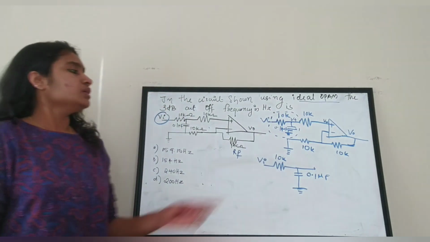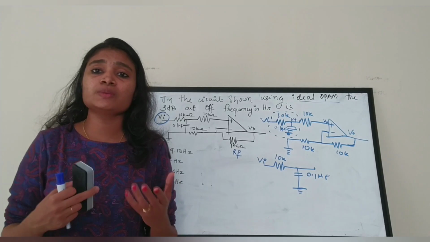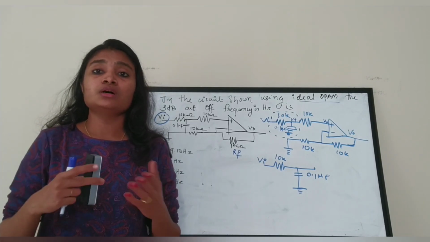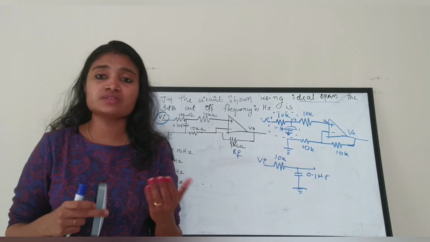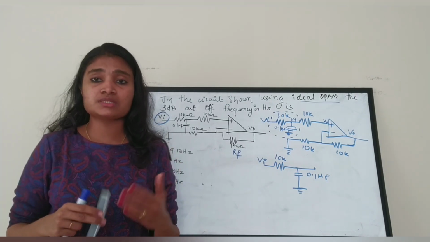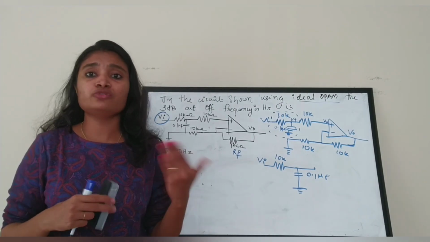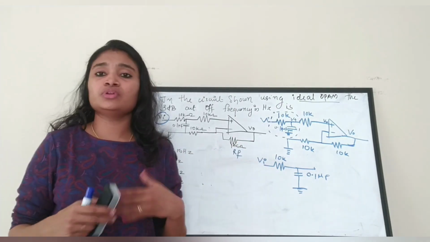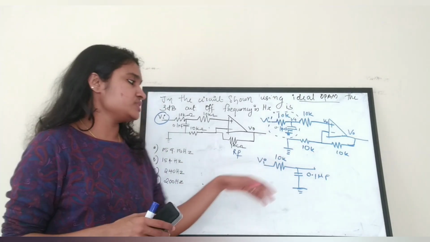Now, what is the cutoff frequency for a low pass filter? Cutoff frequency means the frequency up to which it will pass. A low pass filter will pass only low frequencies and it will cut off or trim off the higher frequencies, right? So that is the function of a low pass filter. So what is the cutoff frequency of a low pass filter?